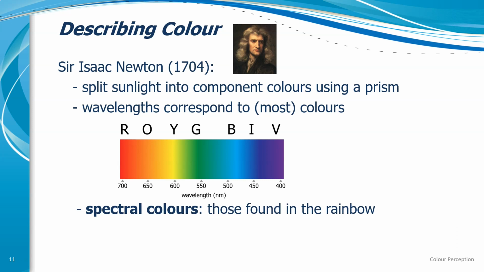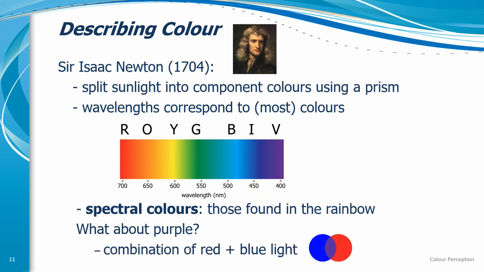These are, of course, the spectral colors, and they're called that because they are found in the rainbow. You look at a rainbow and you can see red, orange, yellow, green, blue, violet. But that's not all the colors that we can see. What about purple? We can see purple. And no, violet and purple are not the same. Purple, if we were to break it down, is actually a combination of red light and blue light. So you get red and blue together, and that makes purple. Yeah, I know it kind of looks like violet here.